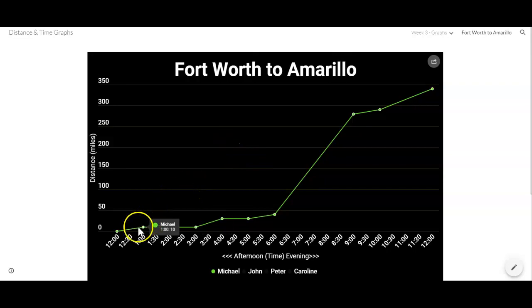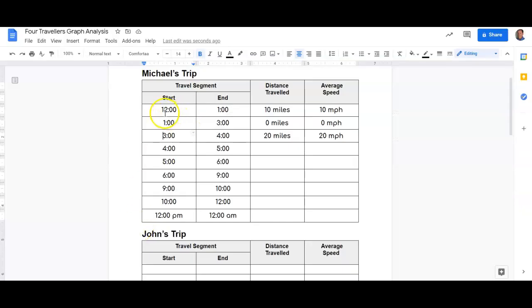So here's how I filled out the chart. I went ahead and put the travel segment times in already for you. So from 12 to 1, I put 10 miles. That was the total distance traveled in that segment. And the average speed, if I go 10 miles in 1 hour, that's 1 hour time, the average speed is 10 miles per hour because it's distance, 10 miles, divided by time, which is 1 hour. The 12 to 1 is 1 hour. That would be 10 miles per hour.